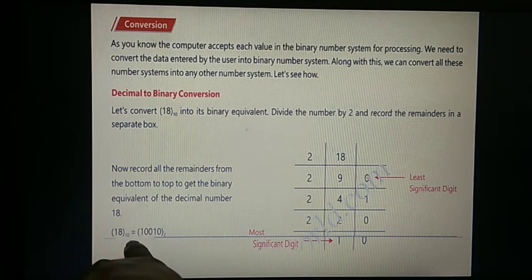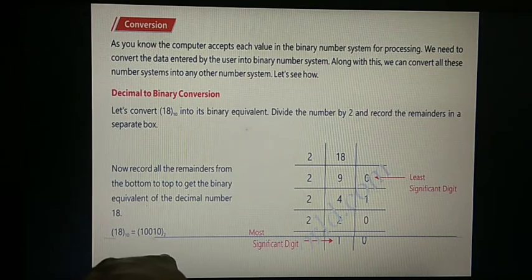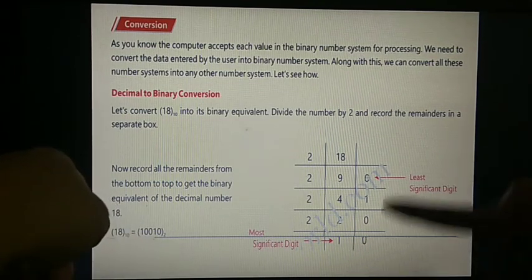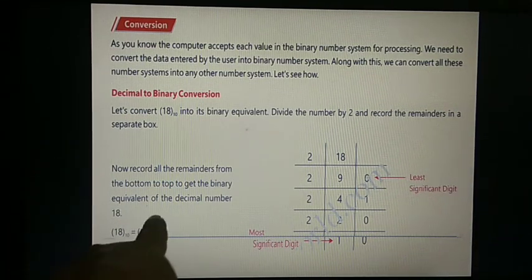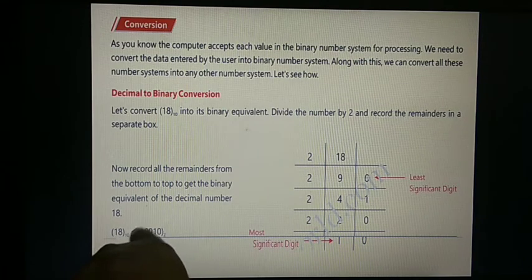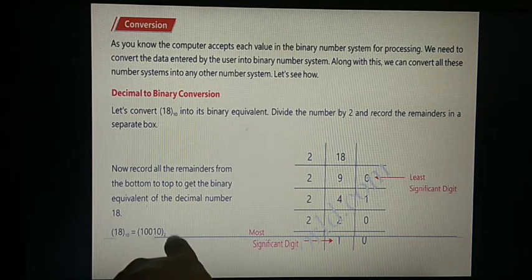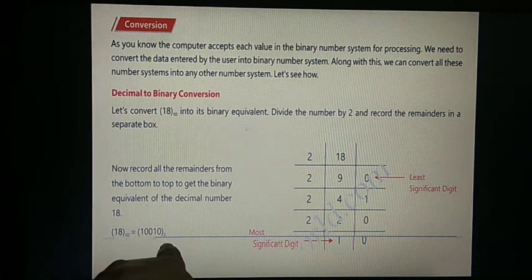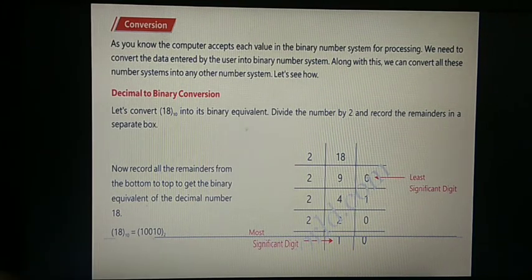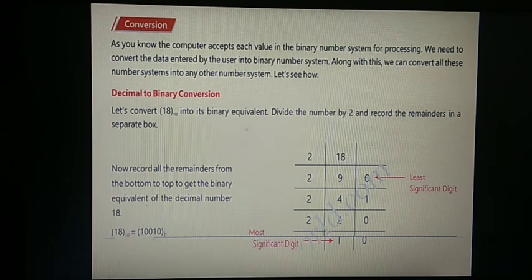क्वेश्चन में ऑटोमेटिकली टीचर देगी यहाँ पे 18 बेस 10 कन्वर्ट इनटू बाइनरी नंबर सिस्टम। जैसे ही आपको आंसर मिलने के बाद आएगा, you are also supposed to write within the bracket the answer and down base 2. Cleared? Any doubt with this conversion, decimal to binary number system? You understood? Okay, I'll just repeat once again.